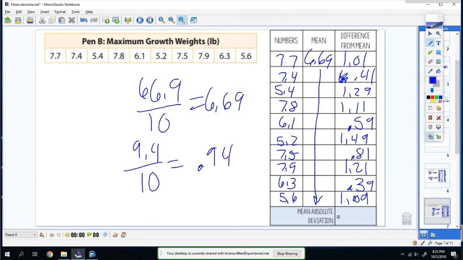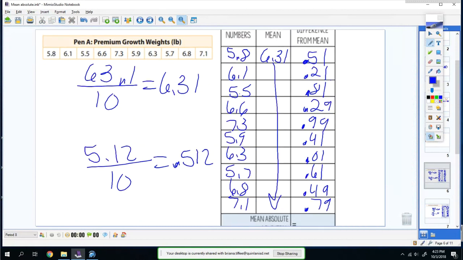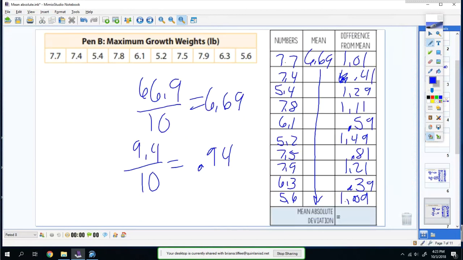What I mean by that is she wants to have the chickens all weigh the same amount. They don't want huge differences. So pen A shows it has less variability. Basically, it shows that the numbers are closer together with each other. There's a variability of 0.512, while here there's almost a variability of 1, which is actually a pretty big variability.